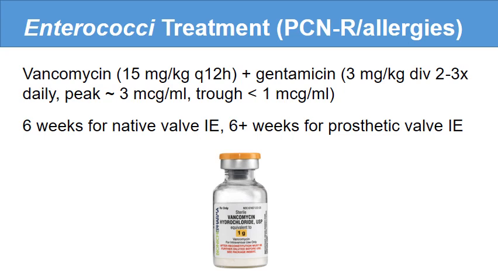So the dosing for vancomycin is relatively similar to what we've seen in the past, 15 mg per kg, Q12 hours. Again, you want to target a relatively high trough against Enterococcus. And if a patient actually has to use vancomycin because they have a strain of Enterococcus which is resistant to ampicillin, that would be another indication for using at least 6 weeks of therapy, potentially longer if it's a prosthetic valve.